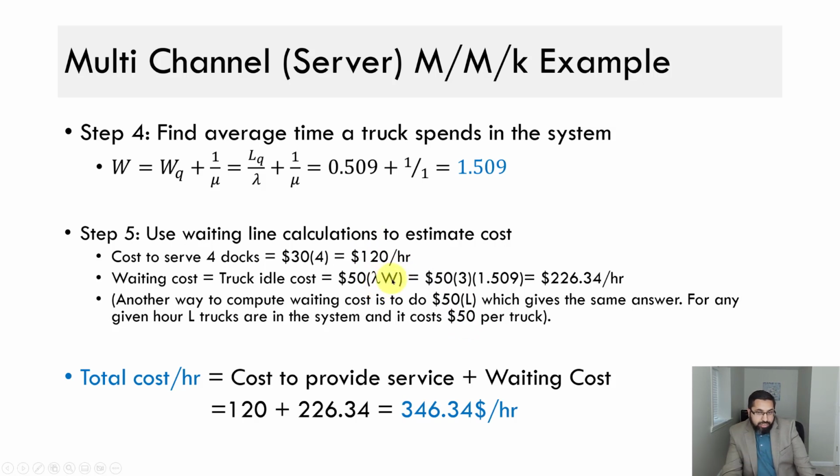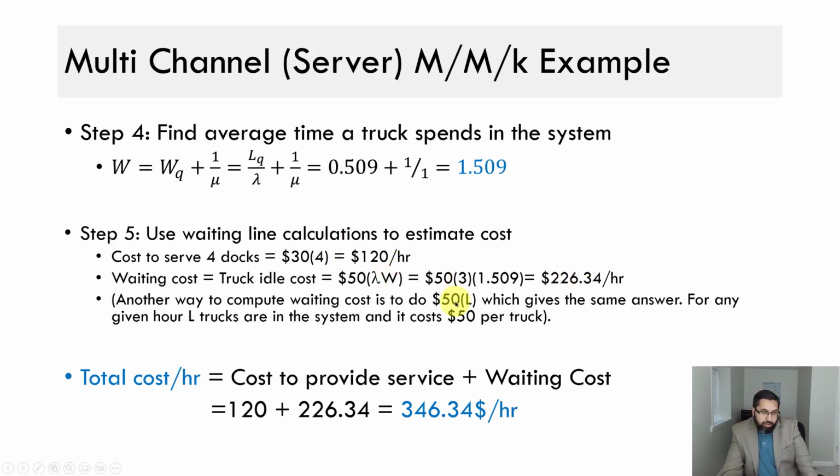Each of these trucks is going to spend W hours in the system. So for each hour of the day, we have lambda times W truck hours wasted or spent offloading. Each of those hours costs us $50. So 50 times lambda times W will be the waiting cost per hour, because each hour 3 trucks will arrive. Each of these trucks will spend 1.5 hours in the system. So $26 is our waiting cost per hour.